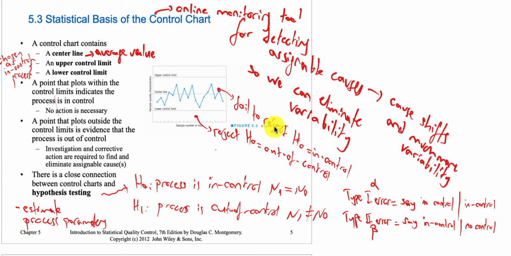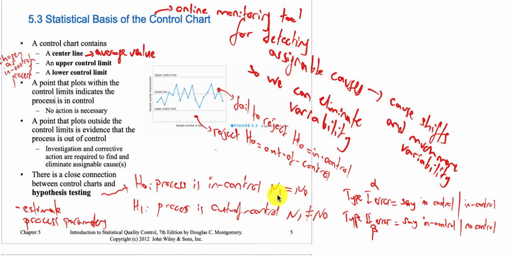And if we get a point between the control limits, it means that we are failing to reject the null hypothesis, okay? So the process is in control. If we see some points out of control limits, it means that we are rejecting the null hypothesis. So the process is out of control, all right? The null hypothesis says the process is in control, but we have observed some value out of control limits, so we are rejecting it because we have some out of control points.